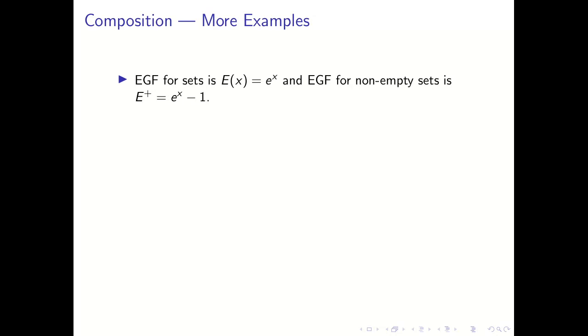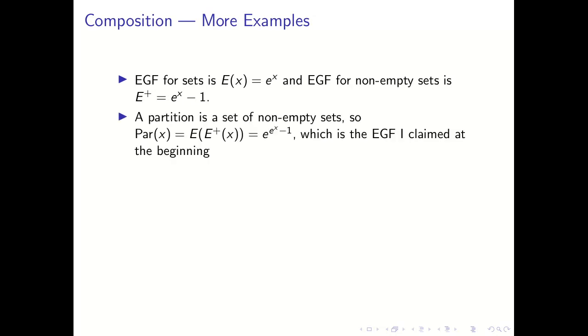And what I want to do is talk about this formula for partitions that I mentioned at the beginning. So a partition is a set of non-empty sets. We have this two-level structure. We have the top level structure, which is a set, and inside of each, in the lower level structure, is the idea of a non-empty set. So we can just take the composition, and that's what we're doing here, and then we can just plug that in to get our exponential generating function being e to the x minus 1, which is what I claimed at the beginning.